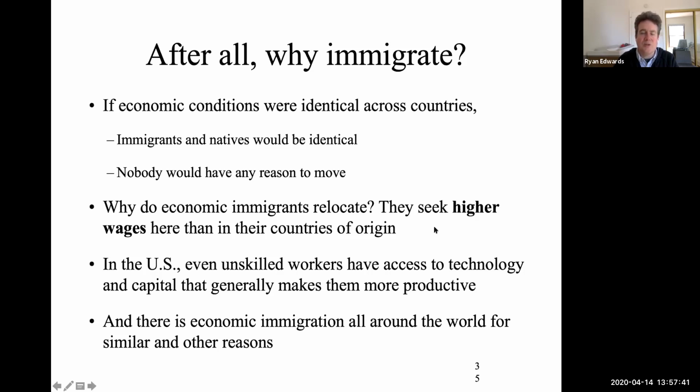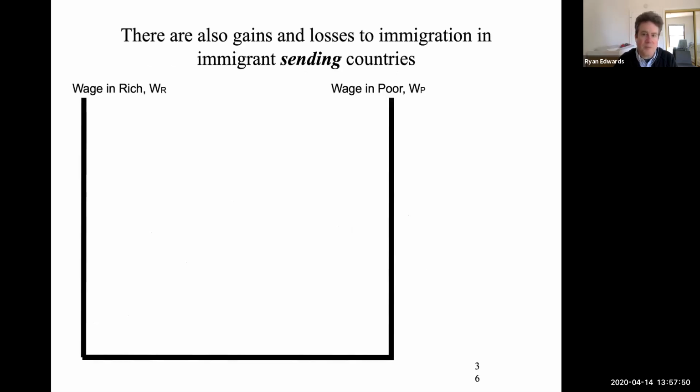So economic immigration all around the world for similar reasons. You're seeking higher wages in normal times, and the United States is a pretty good place to land because of the technology and the capital that generally makes workers more productive. So here now, just in the few minutes remaining, let me introduce this picture of gains and losses, both in receiving and also in sending countries. Our model here is going to be that the rich country, you can think of it as the United States, is depicted in the usual way with its wage along this axis and the amount of labor going in the rightward direction, or easterly, out from the origin.